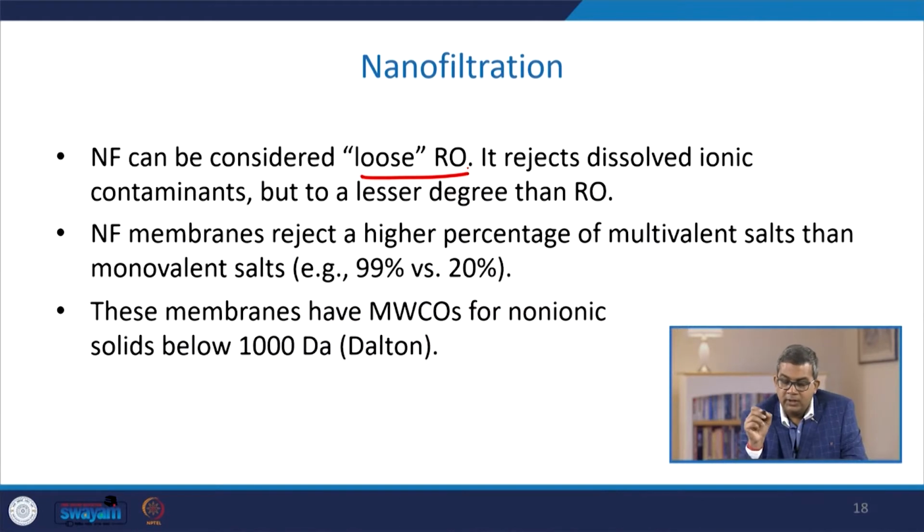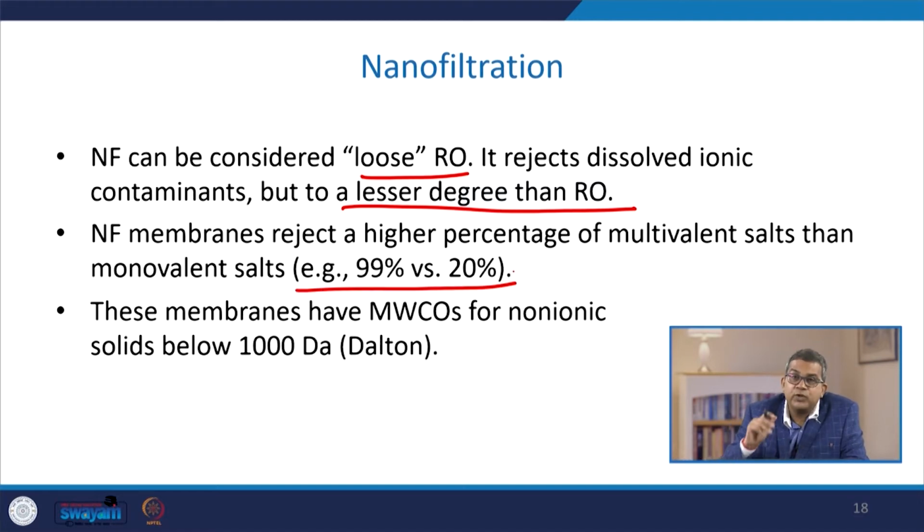Now let us have a discussion about nanofiltration. Nanofiltration can be considered loose reverse osmosis. It rejects dissolved ionic contaminants, but to a lesser degree than reverse osmosis. Nanofiltration membranes reject a higher percentage of multivalent salts than monovalent salts, that is 99% versus 20%. These membranes have a molecular weight cutoff for non-ionic solutes below 1000 Dalton.